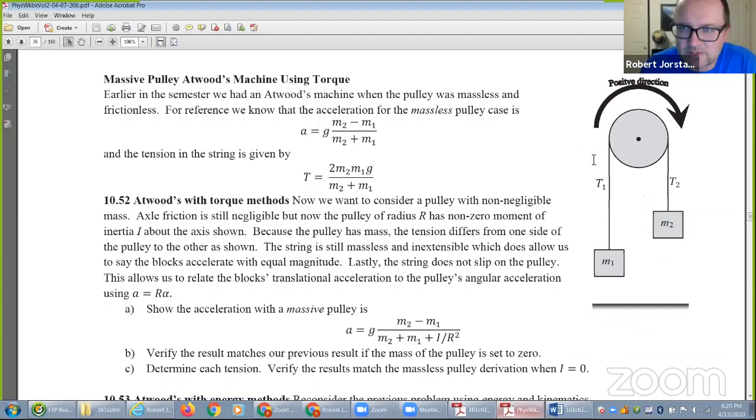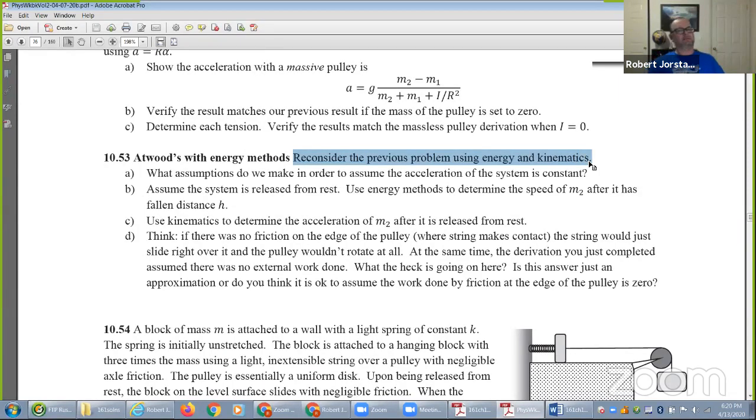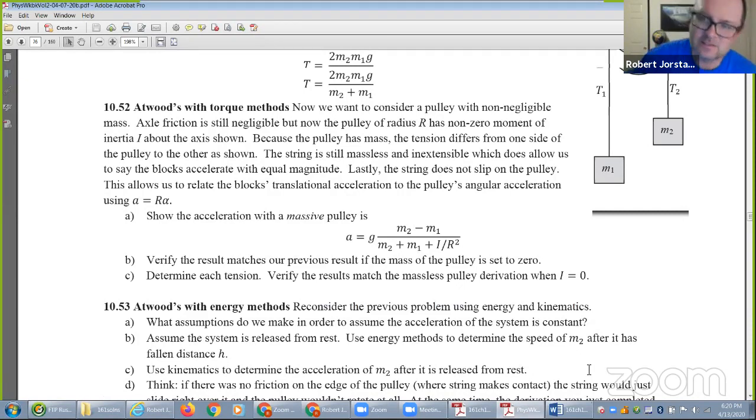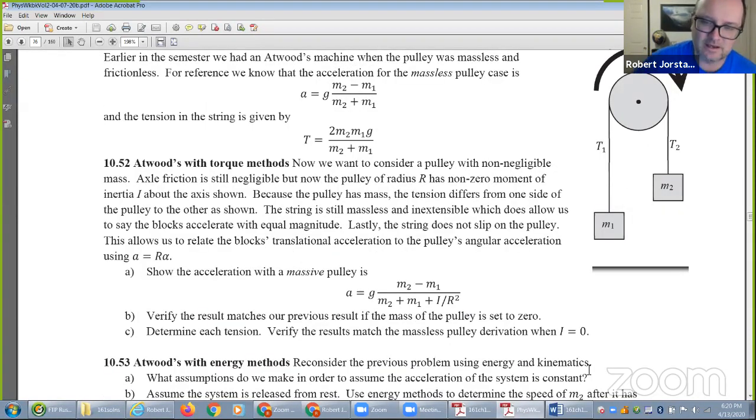Reconsider the same problem using energy and kinematics. Wait a minute. Can we use kinematics? Haven't I been saying all day that we can't use kinematics because alpha is not constant? Are we going to run into trouble here? Of course we're not, but think, what's different now in this problem versus all the ones all day? I've been hammering: don't use kinematics when it's swinging motion, because as the thing swings, the torque due to gravity changes.